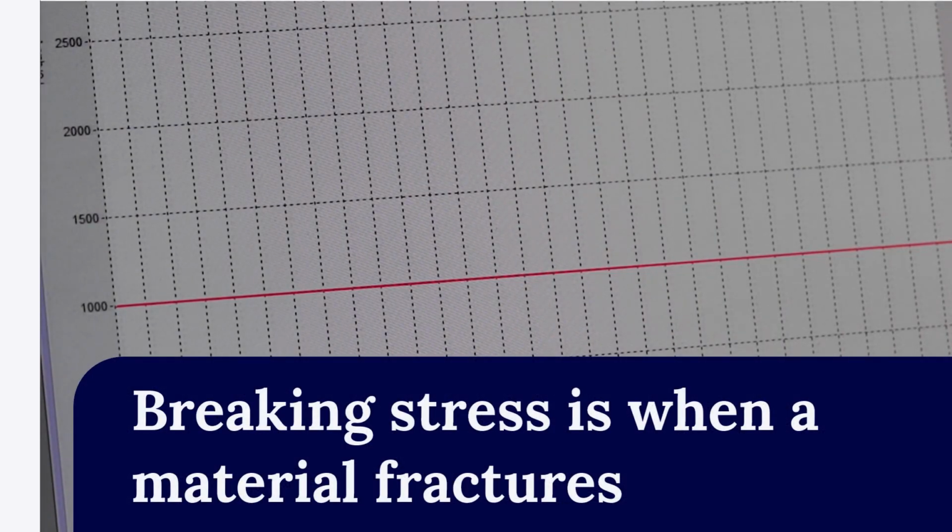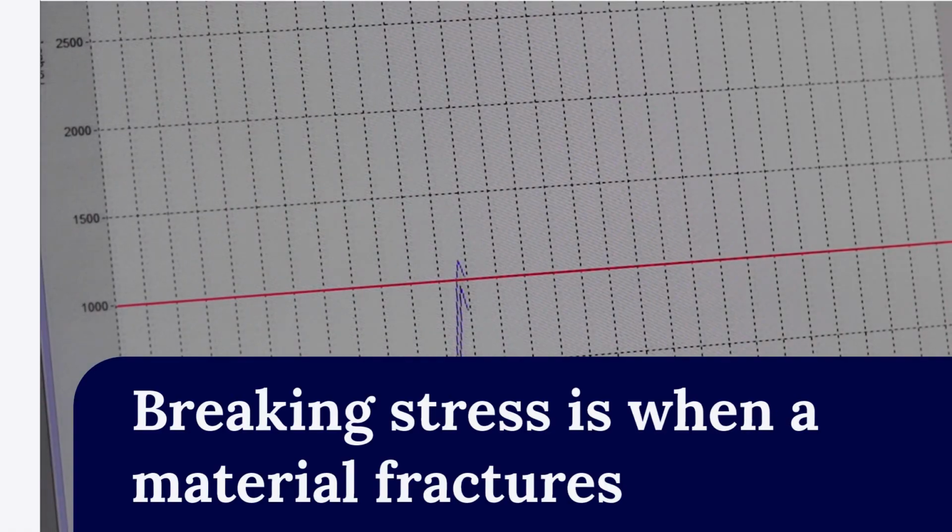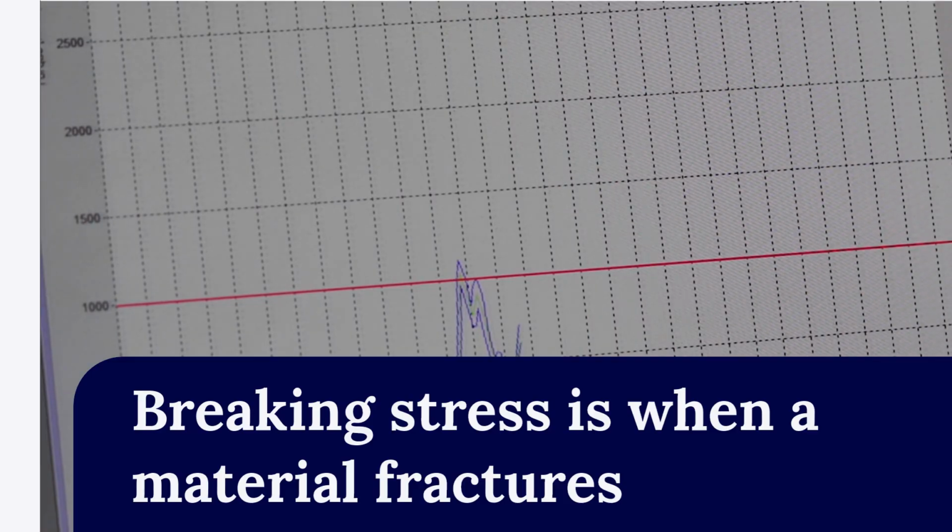Breaking stress is the stress at which a material breaks. It corresponds to the fracture point on a stress-strain graph. Once reached, the material cannot carry more load. Breaking stress is slightly lower than ultimate tensile stress. Understanding this prevents material failure.